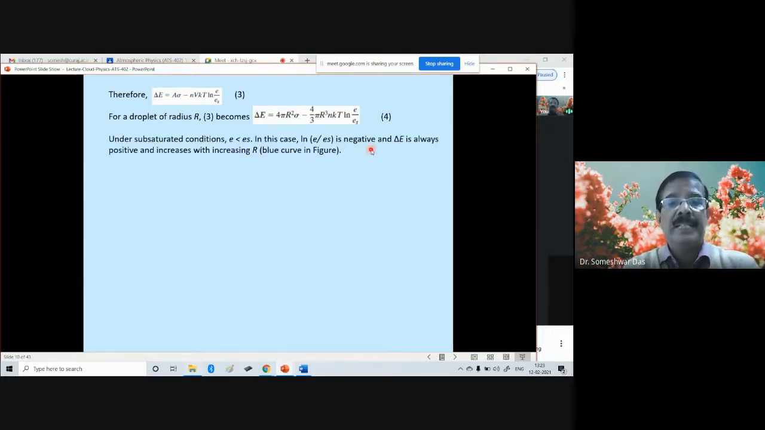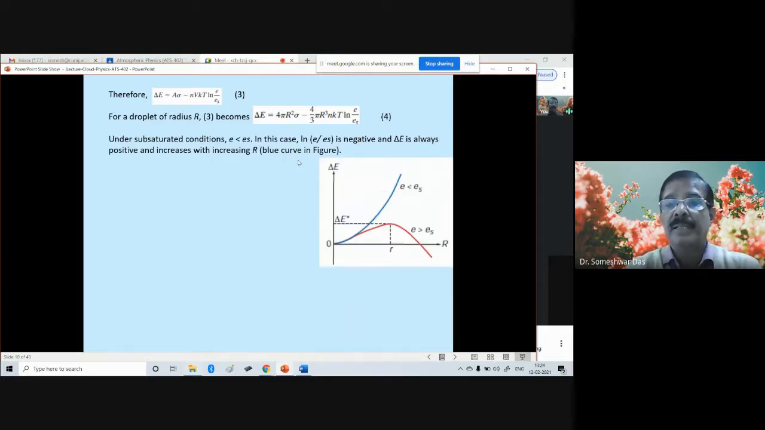Under subsaturated conditions, subsaturated means the water vapor pressure is less than the saturation vapor pressure. In this case, log of E by ES is negative, and delta E is always positive and increases with increasing R, as shown in this diagram by the blue curve.